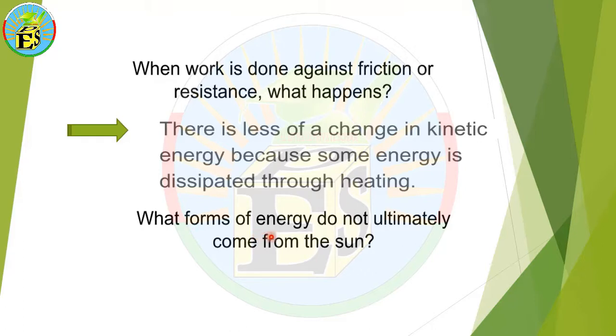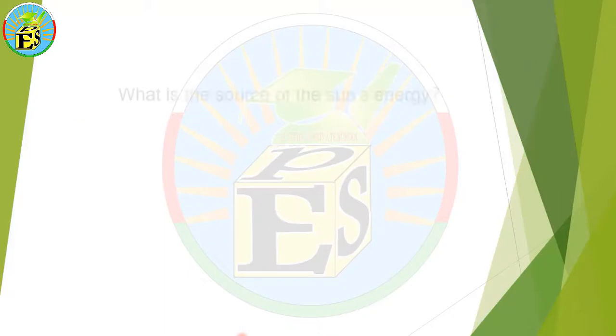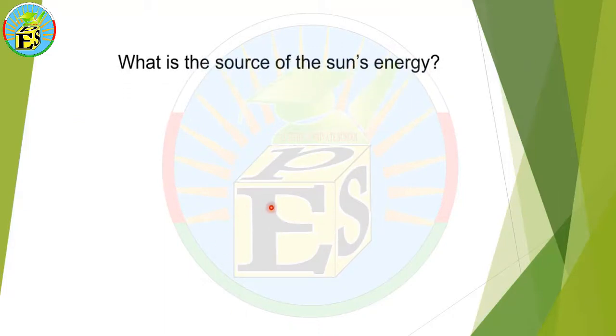What forms of energy don't ultimately come from the sun? Geothermal, which is inside the earth, nuclear energy inside the atoms, and tidal energy also. What is the source of the sun's energy? The source of the sun's energy is nuclear fusion.